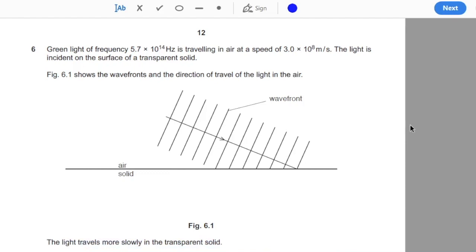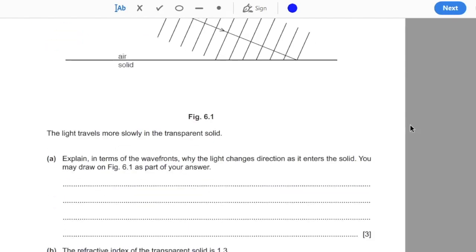Question number 6. Green light of frequency 5.7 into 10 to the power 14 Hz is traveling in air at a speed of 3 into 10 to the power 8 meters per second. The light is incident on the surface of a transparent solid. Figure 6.1 shows the wavefronts and the direction of travel of the light in the air. The light travels more slowly in the transparent solid. Explain in terms of the wavefronts why the light changes direction as it enters the solid. You may draw on figure 6.1 as part of your answer.